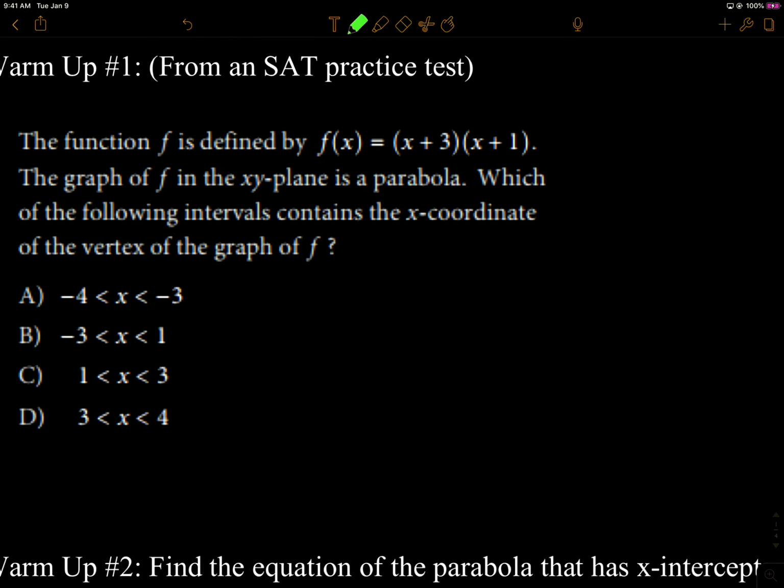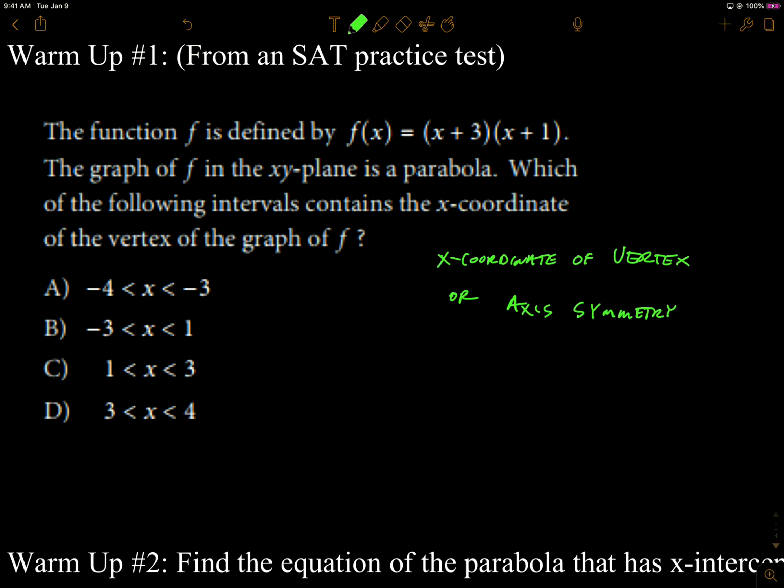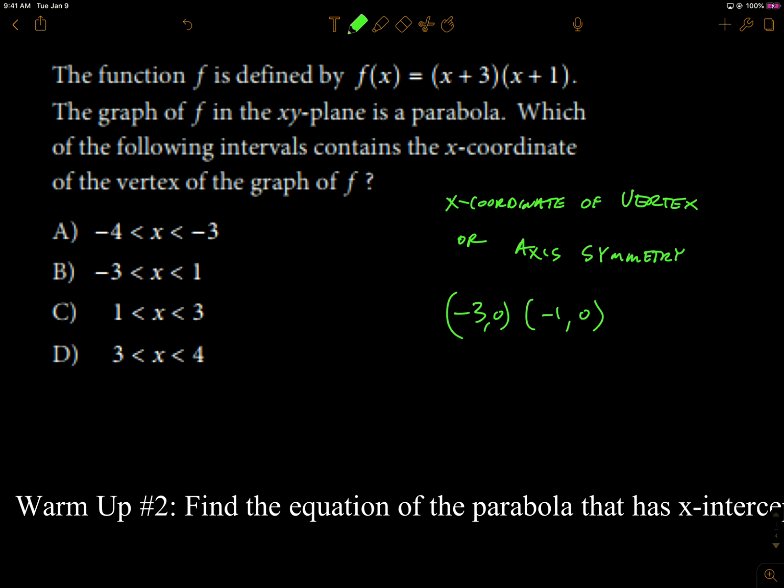Okay, welcome back. Well, this is based on the idea that we know the x-coordinate of the vertex, or the axis of symmetry, they're the same thing, right? The axis of symmetry must be in between the x-intercepts, and the x-intercepts are (-3, 0) and (-1, 0). So I know that the axis of symmetry must be between -3 and -1.